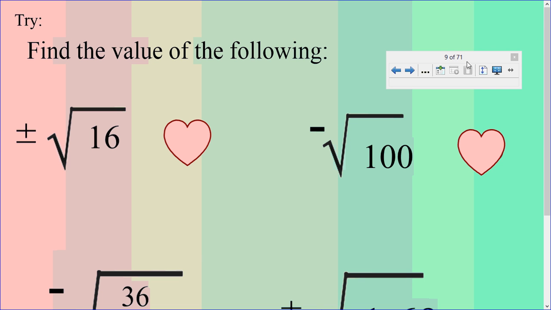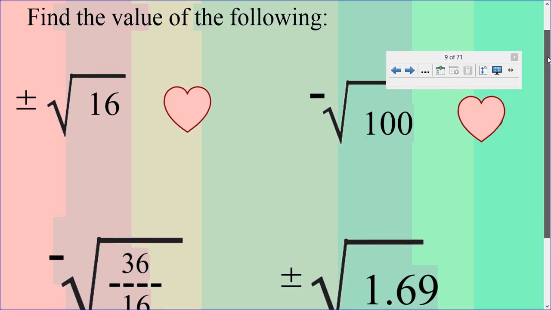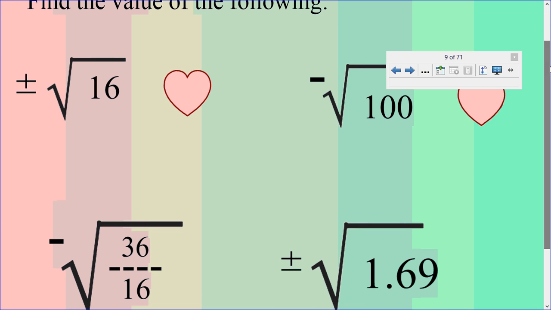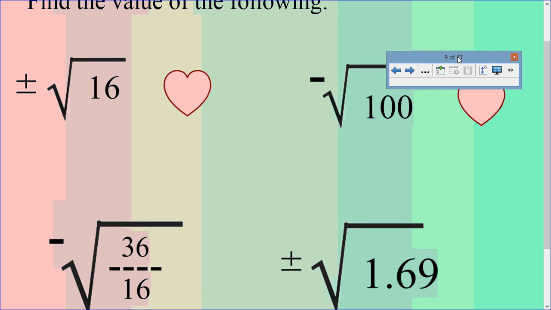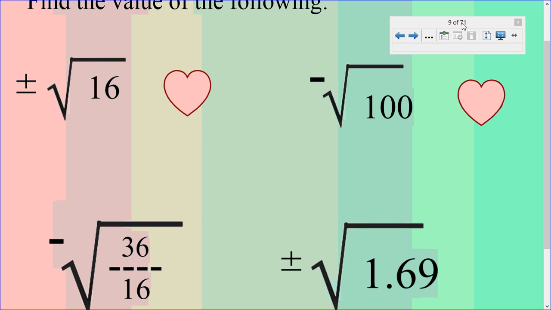So here's some examples, so let's give them a try. Find the value of the following. Square root of 16, and notice we want positive and negative values of the square root of 16. So I remember my times table. If you say 4, because 4 times 4 is 16, don't forget there's also a negative number that they're looking for as well. So if you say positive and negative 4, you are correct.